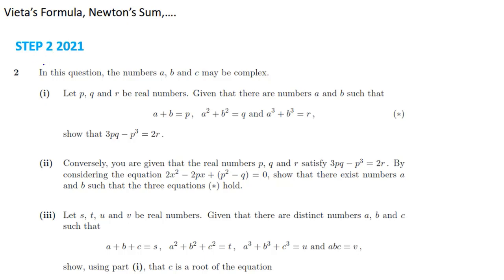This problem is from STEP 2 2021. Problem 2, let's solve it. It says in this question the numbers a, b, c may be complex. First part, let p, q, and r be real numbers, given that there are numbers a and b such that a plus b equals p, a squared plus b squared equals q, and a cubed plus b cubed equals r. Show that 3pq minus p cubed is 2r. Here it is only replacements. So let's do it.